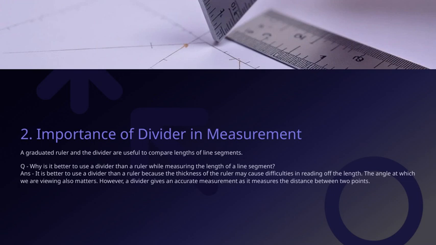Well, one key reason is that the thickness of a ruler can sometimes make it difficult to read the exact length, especially for smaller segments. The angle at which we view the ruler also affects our reading, which can introduce errors. In contrast, a divider measures the distance directly between 2 points, making it much more accurate. It doesn't rely on reading off a scale, but instead provides a precise measurement of the space between those points. So, for accurate and reliable measurements, especially when precision matters, using a divider is the better choice.